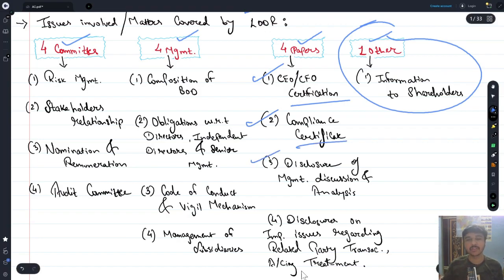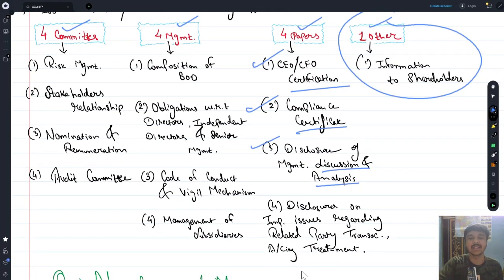Third thing, disclosure of management discussion and analysis. How you do analysis, whatever you do, it's all on paper, right? And the last one is disclosures on important issues regarding related party transactions and accounting treatments.